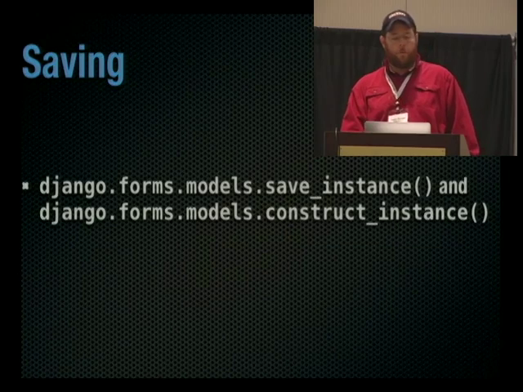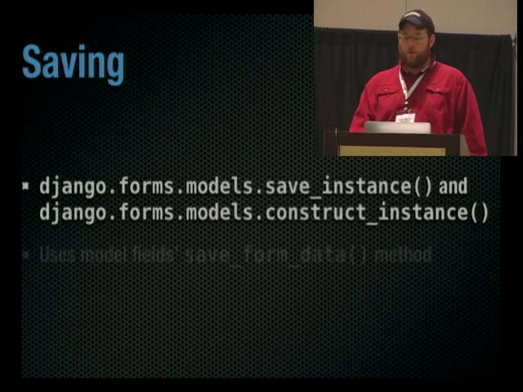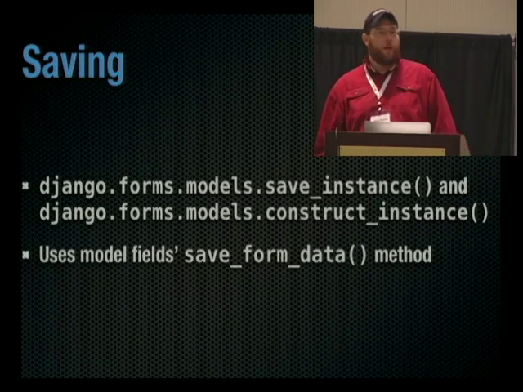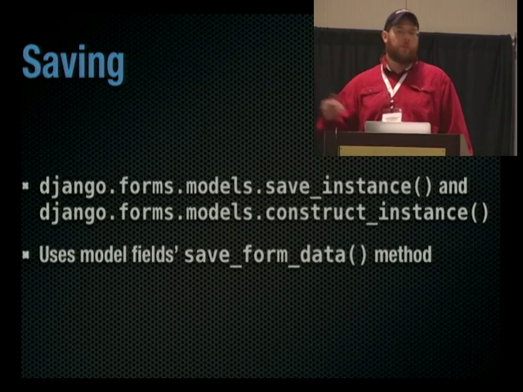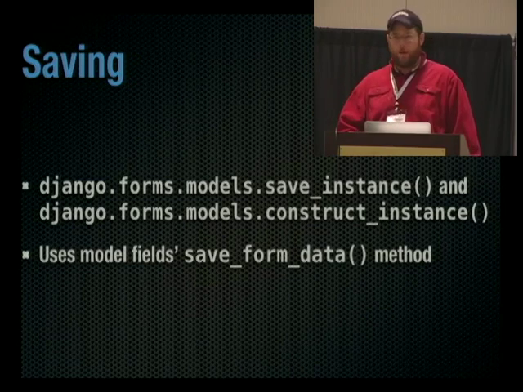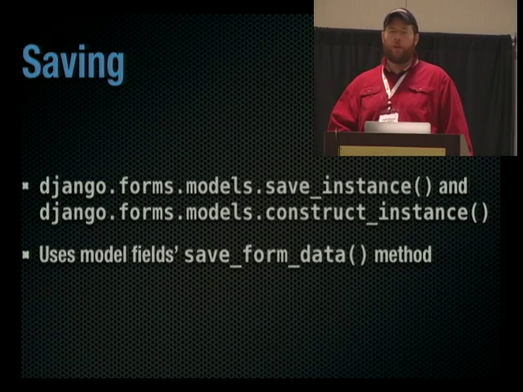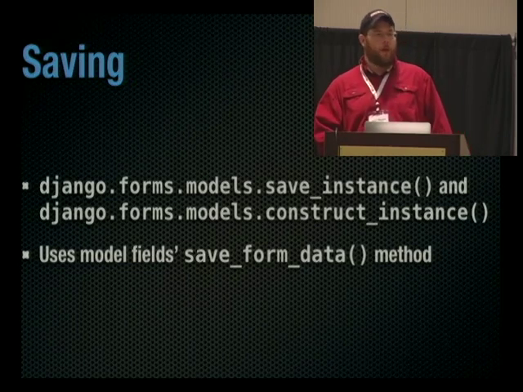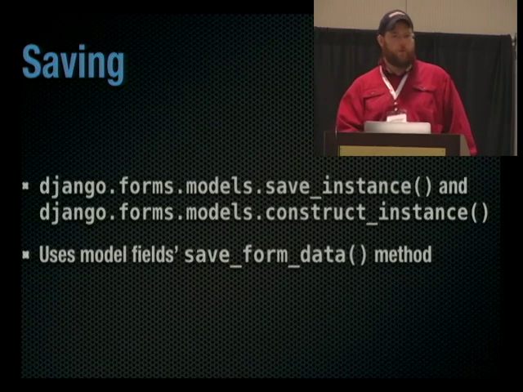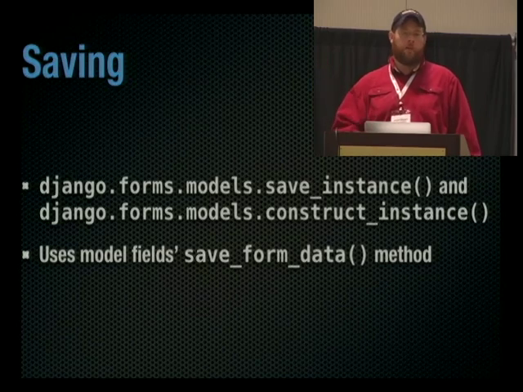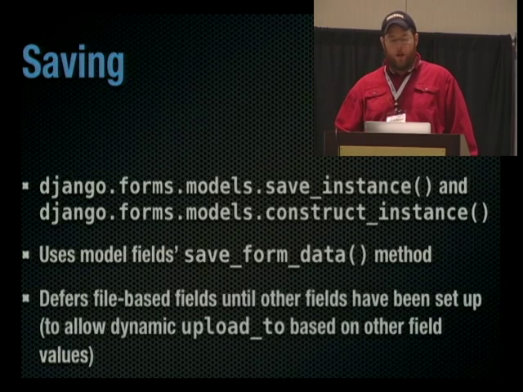Saving a model form, there's two methods, save instance and construct instance. The reason that there's two methods is that sometimes we have an existing instance of the model that we're working with, sometimes we're about to create a new one. They're actually slightly different logic depending on which case we're in, so we have two methods for that. Each model field actually also has a method called save form data that gets a piece of data from the form and knows how to put that in as the value of that model field.